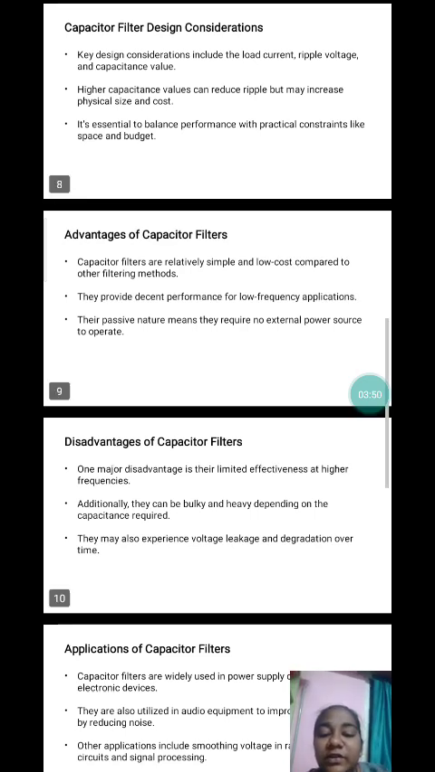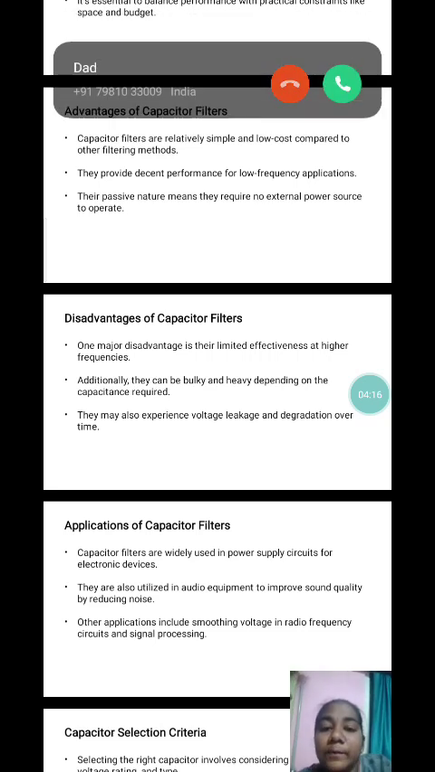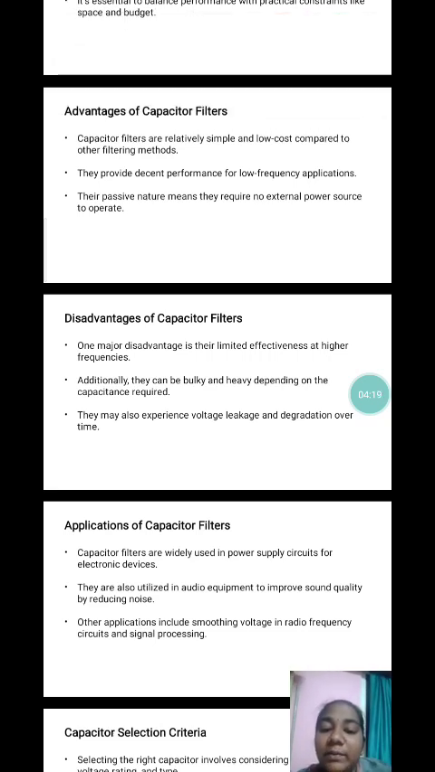Disadvantages of capacitor filters. One major disadvantage is their limited effectiveness at higher frequencies. Additionally, they can be bulky and heavy depending on the capacitance required. They may also experience voltage leakage and degradation over time.